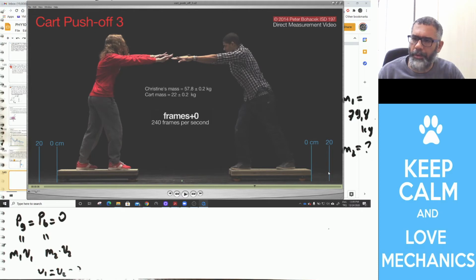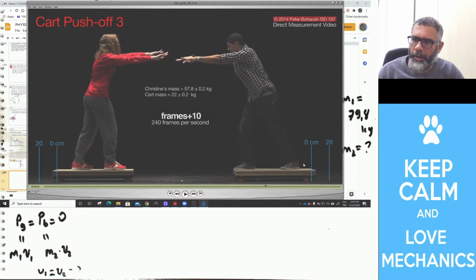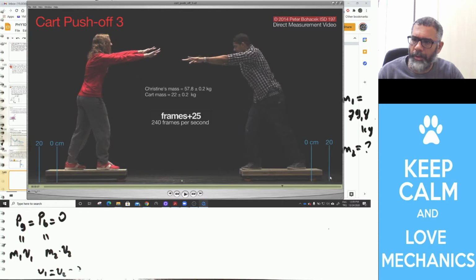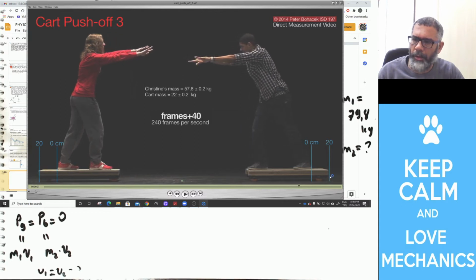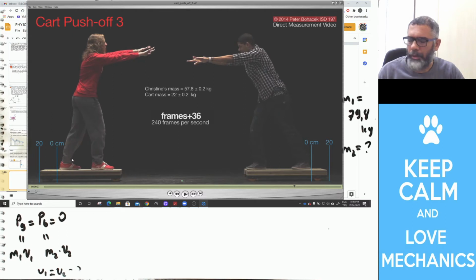Because it goes a distance of 20 centimeters, let's start from frame 0. It goes this distance in how many frames? It goes this distance in 41 frames. On the other hand, the girl goes the same distance in 37 frames. So at this point, their momentums, of course, individual momentums are not zero.